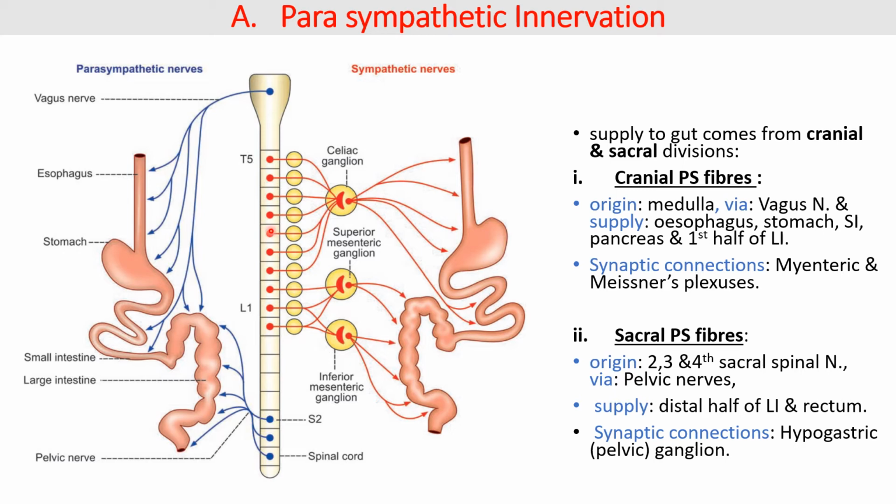Now the cranial parasympathetic fibers will make synaptic connections within or very near to the organ. That is, the myenteric and the Meissner's plexus are the synaptic junction, whereas the sacral parasympathetic fibers will make synaptic connection near the organs, that is the hypogastric ganglion.